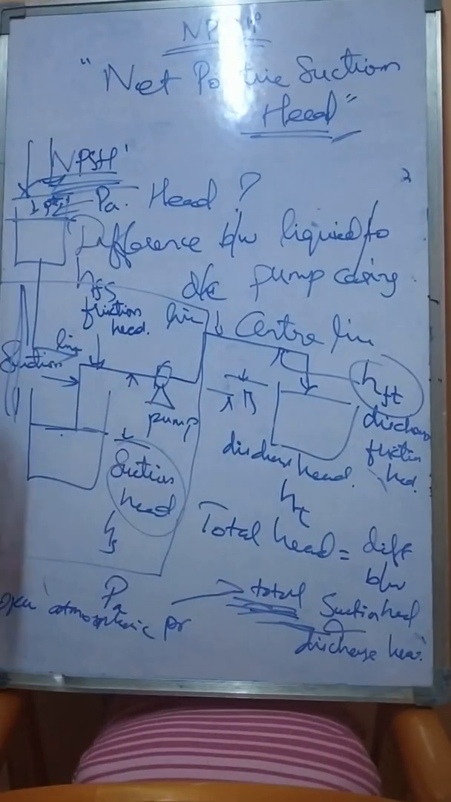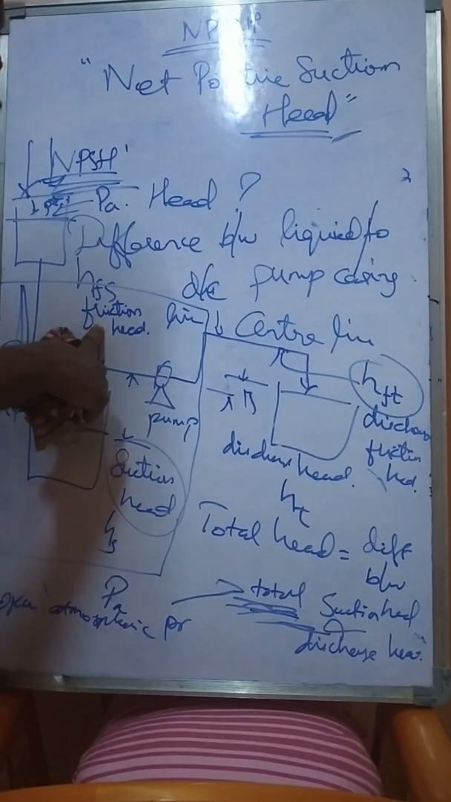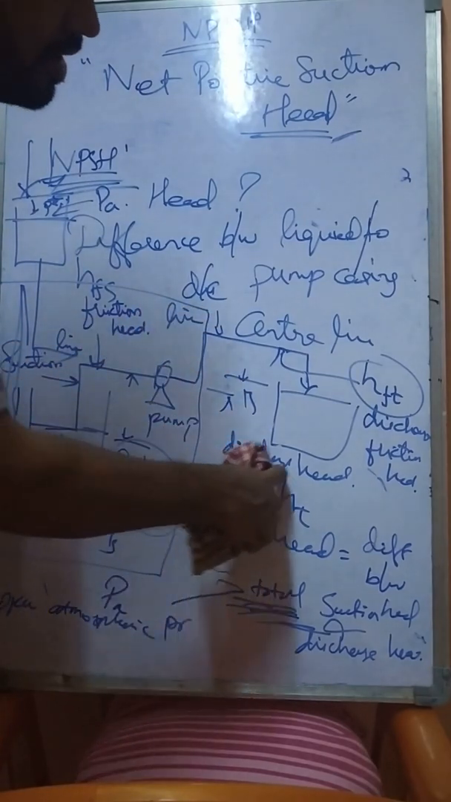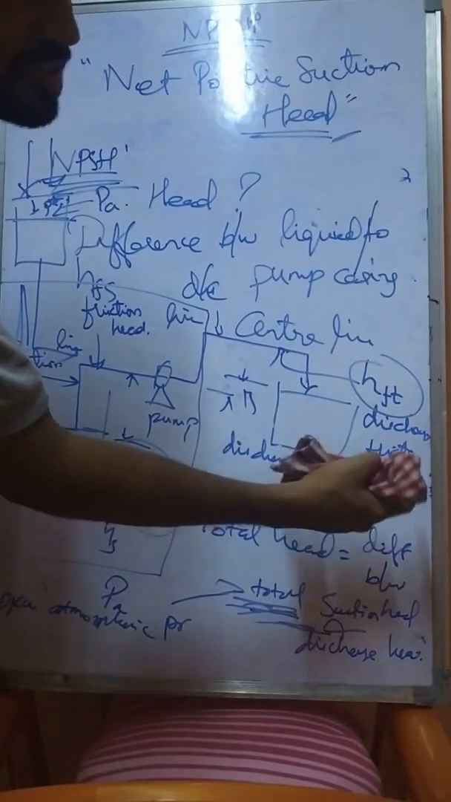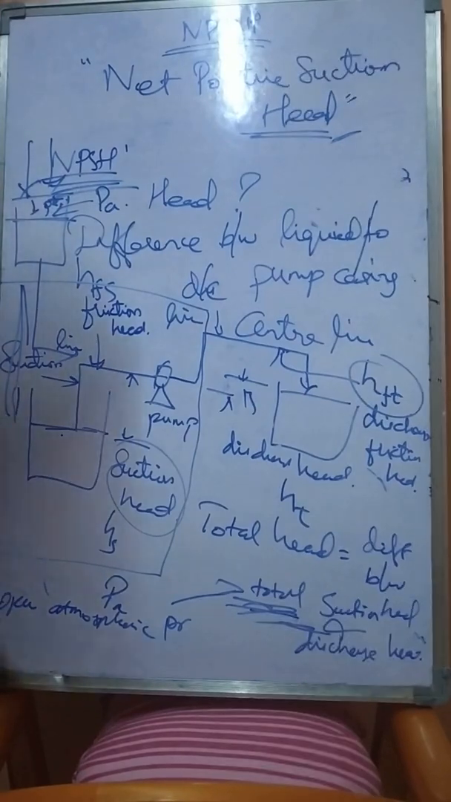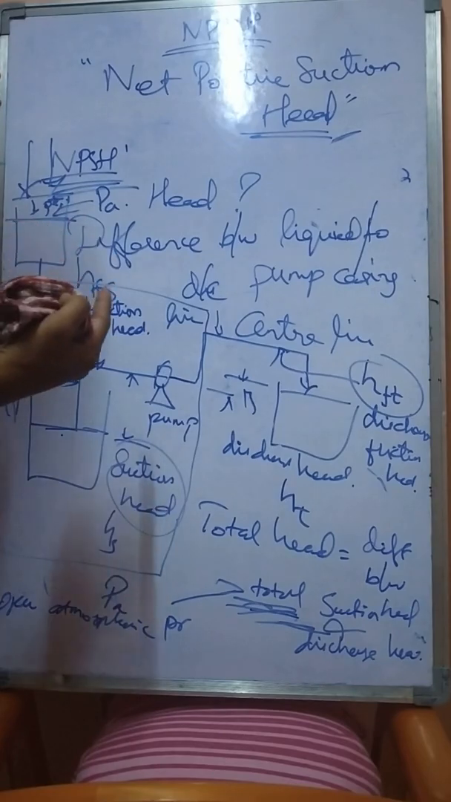Now we are going to calculate the NPSH. So remember these terms: suction head and friction head due to suction, and discharge head, friction head or friction losses due to the discharge line, and the pressure accounted here. It may be open atmospheric pressure, or it can be a closed one if the pressure is maintained with external gases.